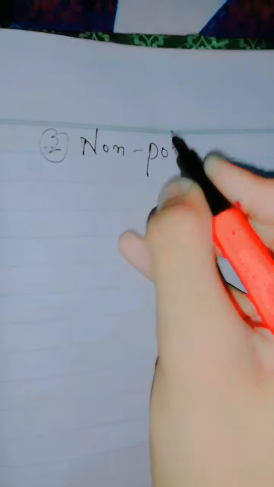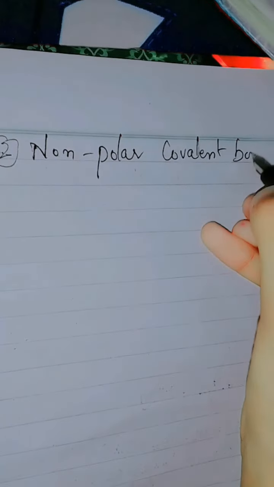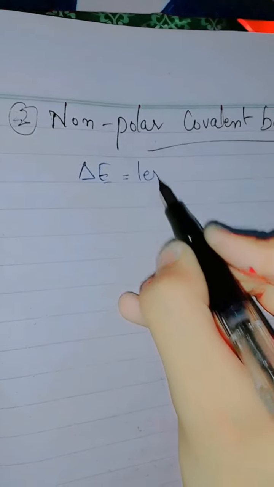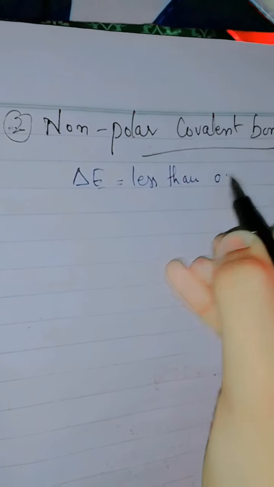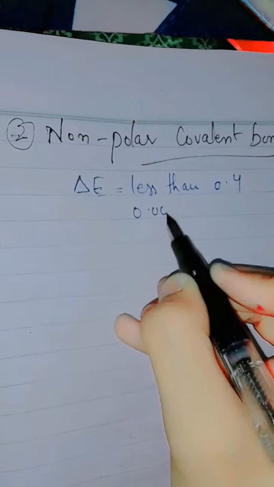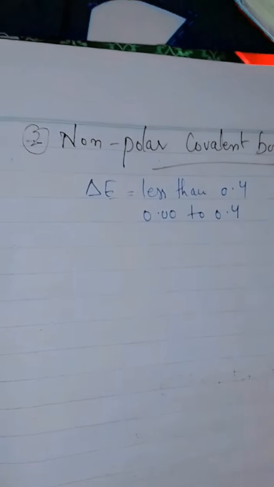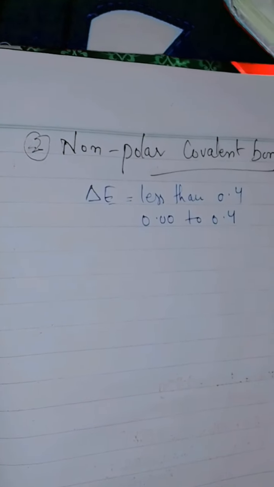Now talking about non-polar covalent bond. In non-polar covalent bond, the electronegativity difference will be less than 0.4, or we can say 0.00 to 0.4. If the electronegativity difference is 0.00 to 0.4, it will be a non-polar molecule.